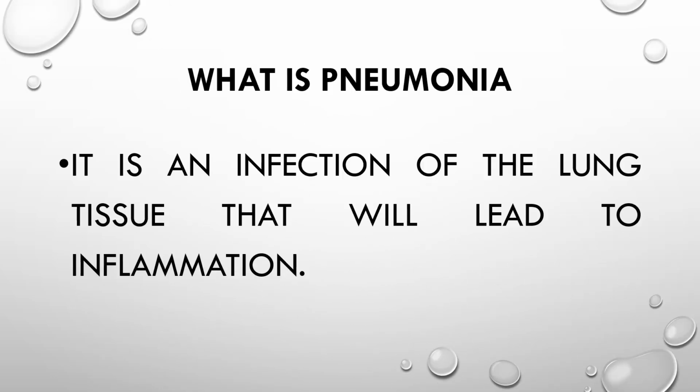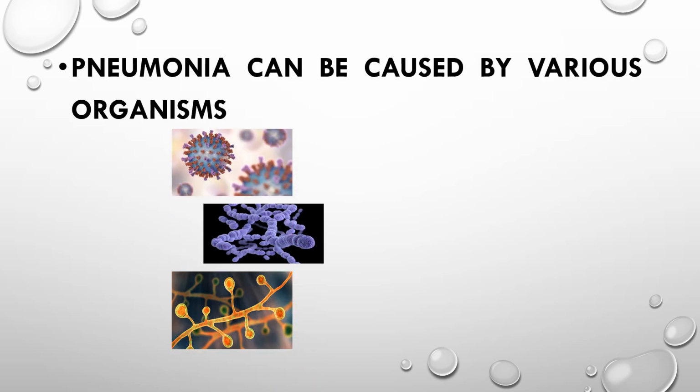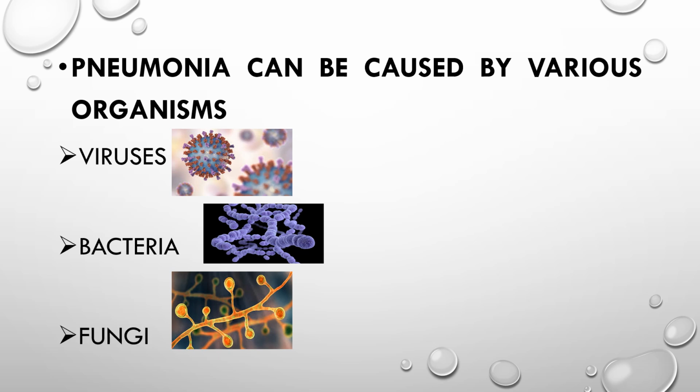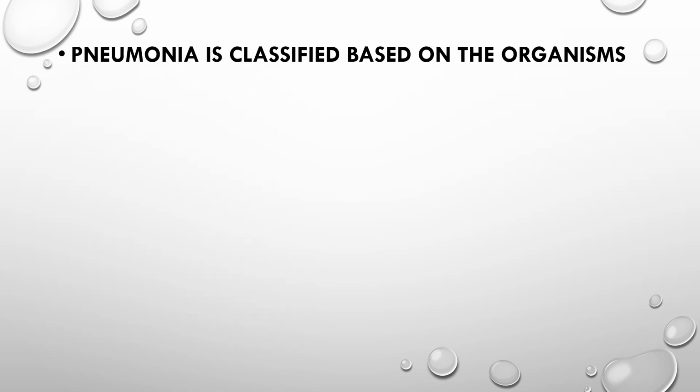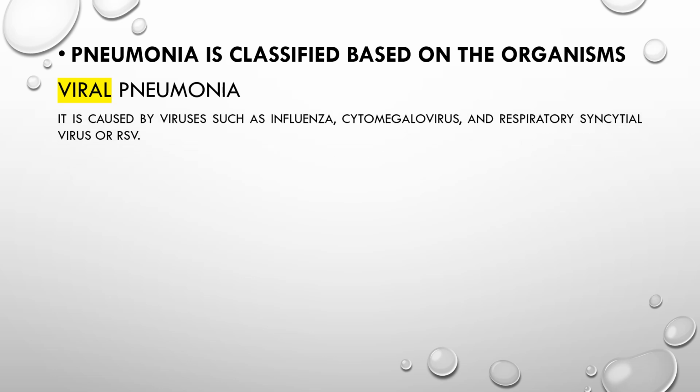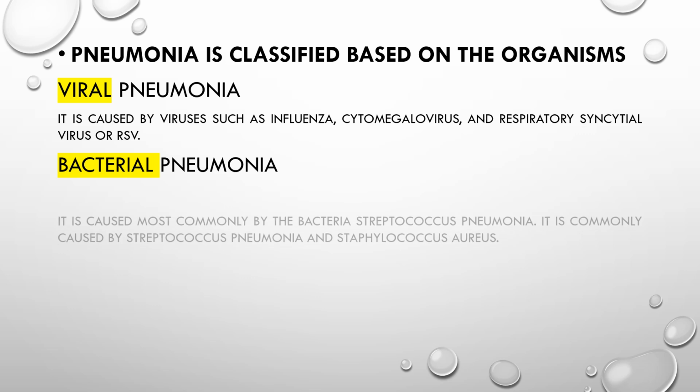Pneumonia is an infection of the lung tissue that will lead to inflammation. The organisms that can cause pneumonia are viruses, bacteria and fungi. Pneumonia is classified based on the organisms also. Viral pneumonia, the name itself suggests that it is caused by viruses such as influenza, cytomegalovirus and respiratory syncytial virus, also known as RSV.